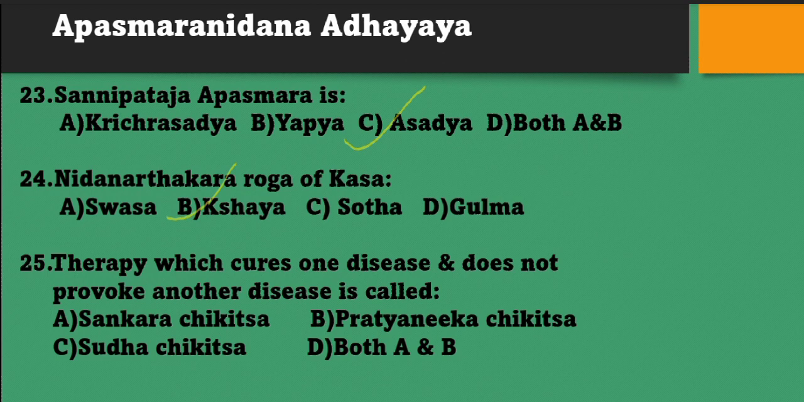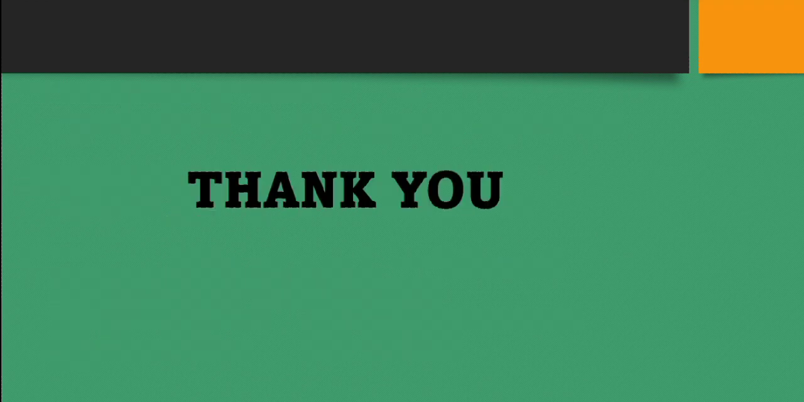Therapy which cures one disease and does not provoke another disease is called Samshamana Chikitsa, Pratyanika Chikitsa, Shuddha Chikitsa, both A and B. Therapy which cures one disease and does not provoke another disease is called Shuddha Chikitsa. Option C. Thank you.